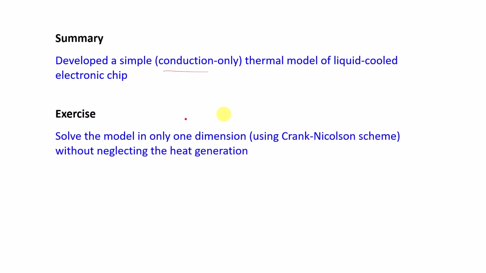Now, to begin with, you can start from a one-dimensional model. You use the Crank-Nicolson scheme and solve the one-dimensional model. Well, you already have a one-dimensional model; you have solved a problem before. But now you include the heat generation in the one-dimensional model. Study that and learn from that before going to a higher dimensional model.